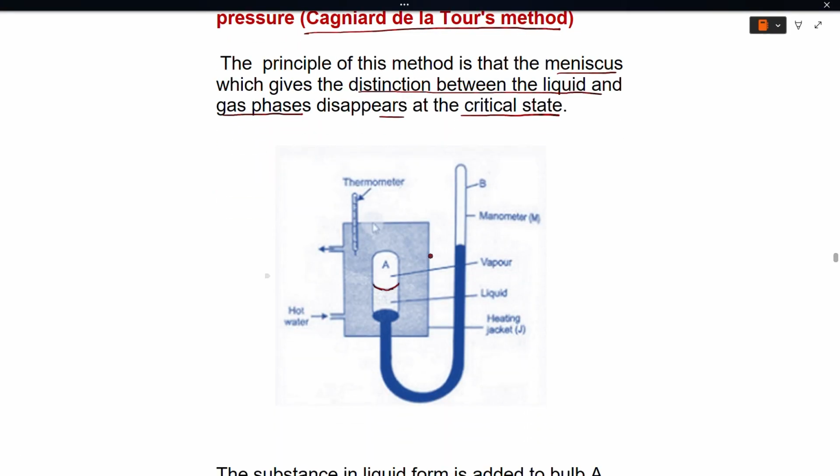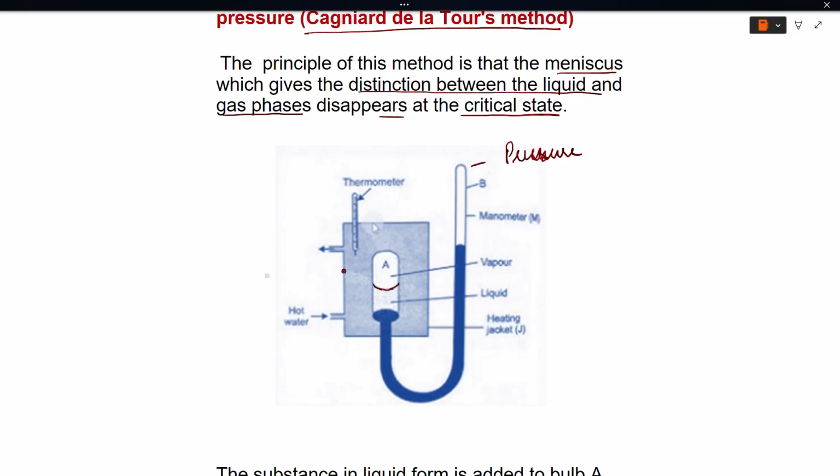Now the apparatus is shown here. We have a gas bulb in which we enclose the substance in the liquid state. It is connected to a manometer to measure the pressure, and a thermometer to measure the temperature, and the whole apparatus is kept inside a jacket where we can alter the temperature of the bath. It can be either water or any other liquid, and this temperature of the bath will be the temperature of the gaseous substance and the liquid within the bulb.